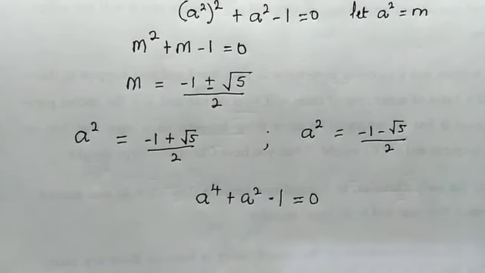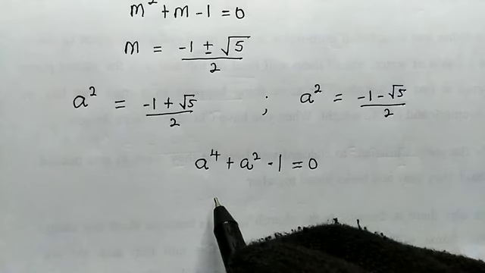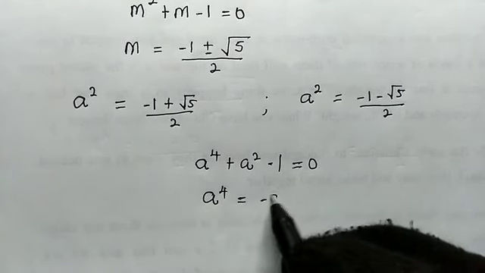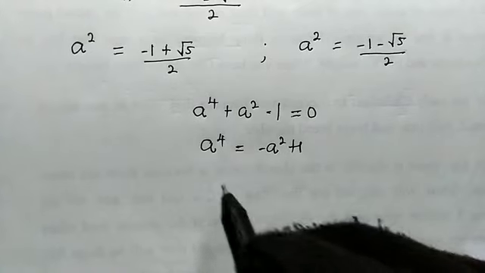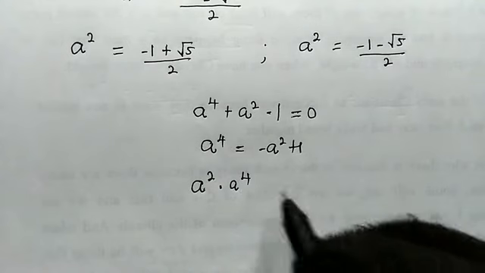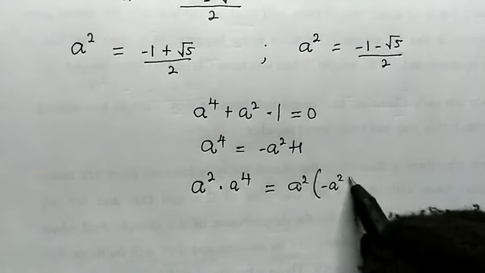From the given equation, we have a to the power of 4 plus a squared minus 1 equal to 0. Now let's move these two terms to the right, and they're going to have opposite signs, right? So we have a to the power of 4 is equal to negative a squared plus 1. Now let's go ahead and multiply both sides by a to the power of 2. So we have a squared multiplied by a to the power of 4. This will be equal to a squared multiplied by negative a squared plus 1.